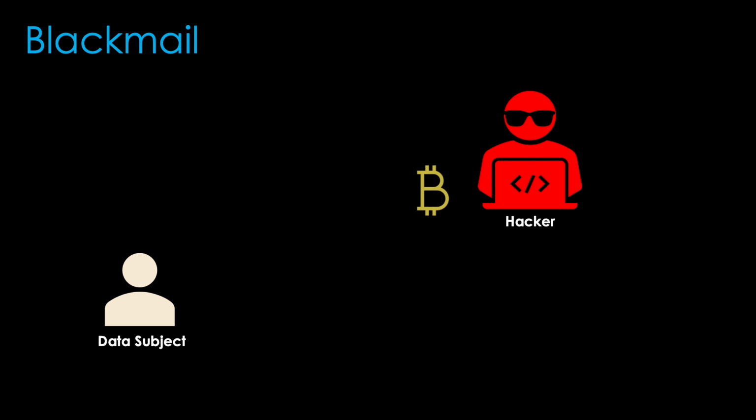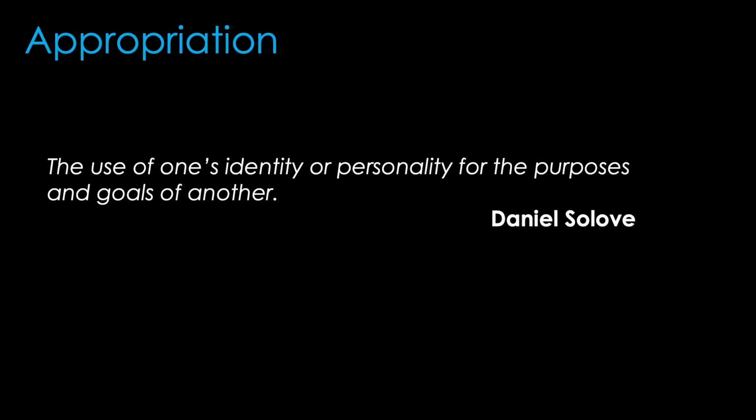The next form is called appropriation. Solove uses this term to describe the act of using someone's name or likeness, for example a picture, for a purpose not permitted. The definition is that appropriation is the use of one's identity or personality for the purposes and goals of another. An associated term is exploitation.